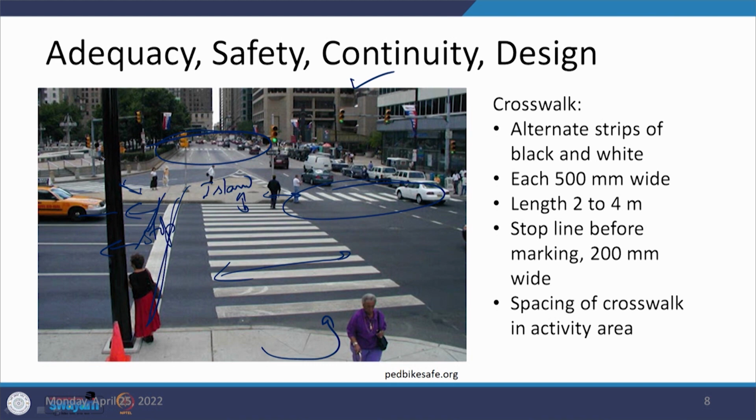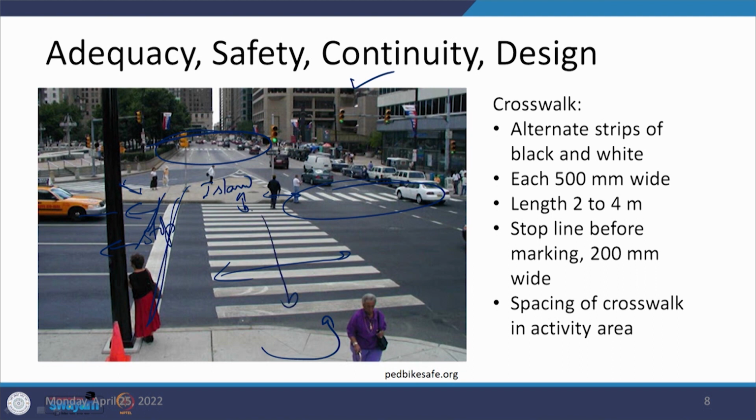That is what I was talking about, that there may be a requirement to provide these crosswalks at regular intervals depending on what particular area we are in and what is the amount of pedestrian traffic which requires to cross to the other side. So, we have to take care of that also.